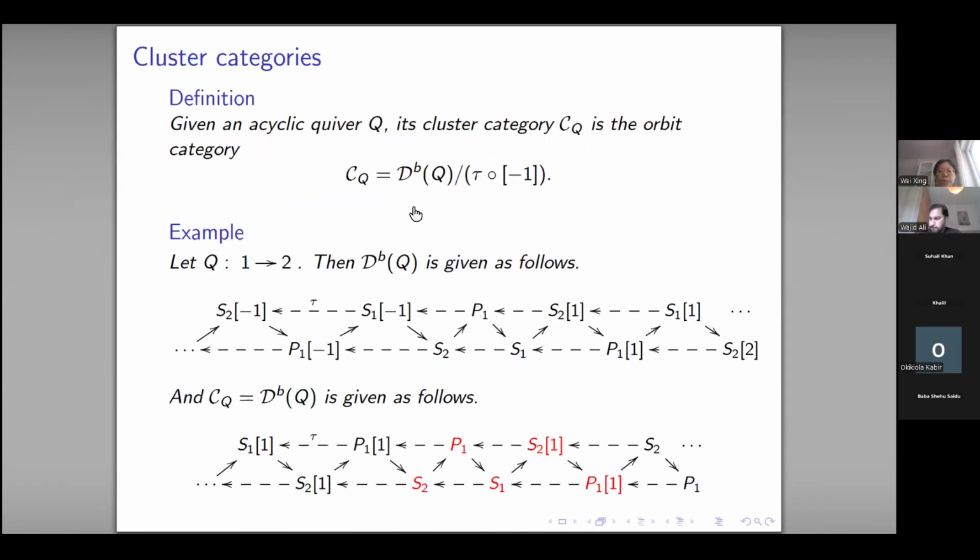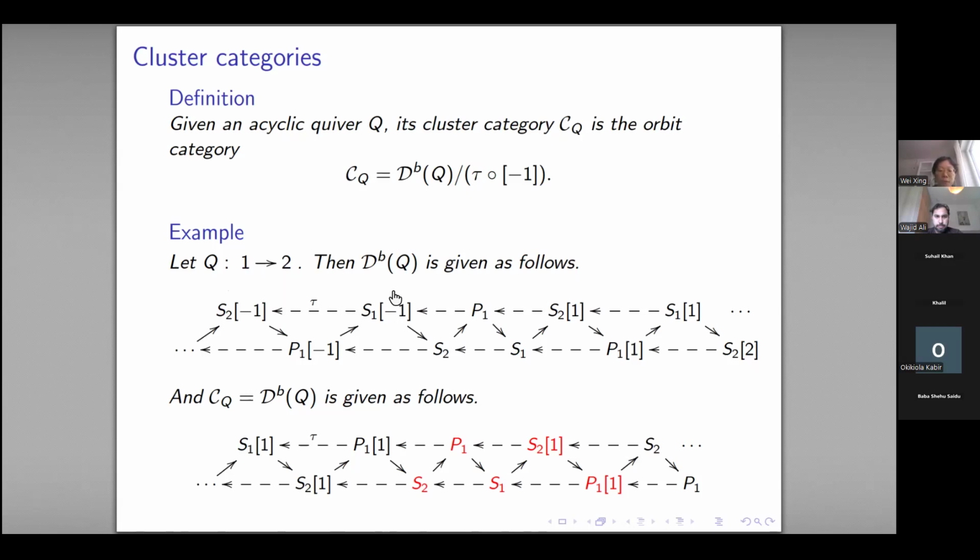And this is basically the idea of the cluster category. So the cluster category C_Q of a quiver Q is obtained by taking a quotient of the bounded derived category of the quiver Q by the composition of two functors, which is the translation functor and the -1 shift. So how does it work?